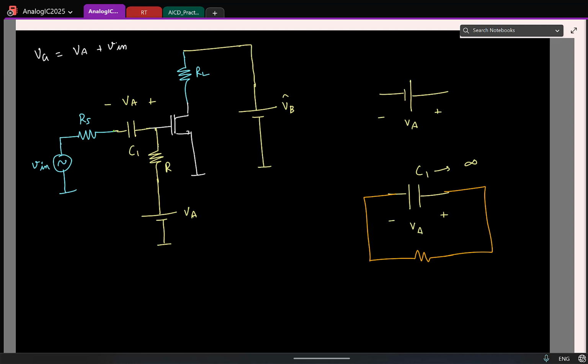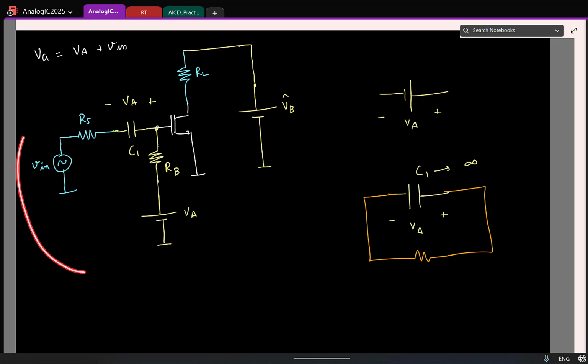I'll call it, say, maybe RB, bias resistor. Now we still don't know how much should be the value of RB and stuff, but looks like if I do this, you're okay. So we are thinking this will be fine, but let's confirm that this is indeed okay.